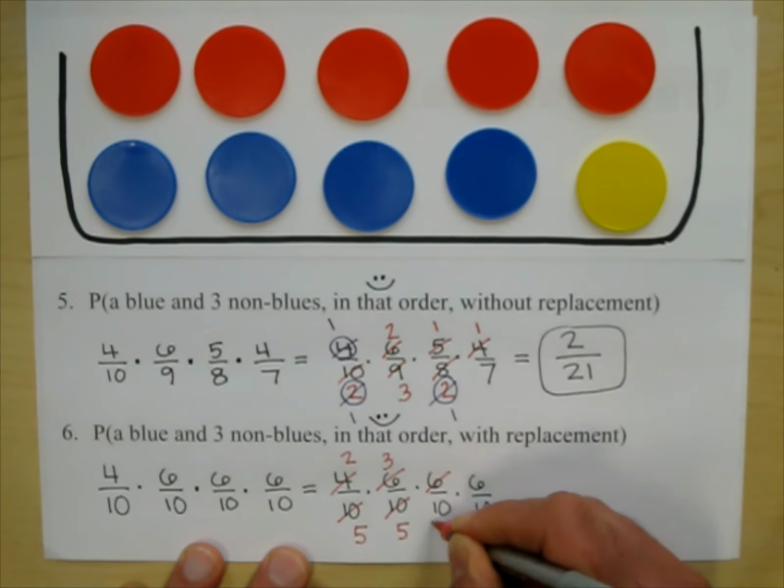The probability of getting 3 reds without replacement. Okay, I'm going to go with in that order because it's just 3 reds. So what am I going to get? Probability of pulling a red out is 5 out of 10.